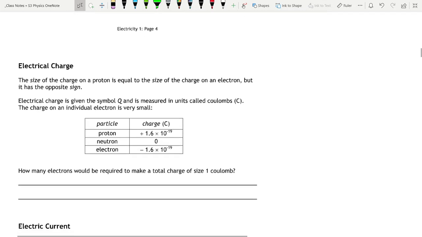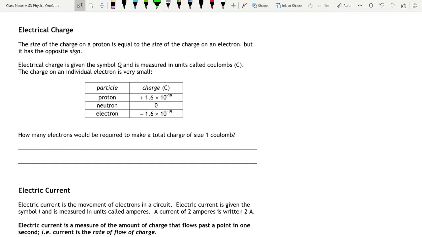Okay, so electrical charge. The size of the charge on a proton is equal to the size of the charge on an electron, but has the opposite sign. We know that because neutral atoms have the same number of protons and electrons. They sort of cancel each other out.